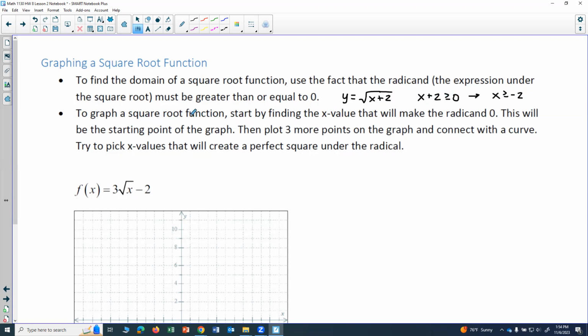To graph a square root function, start by finding the x value that will make the radicand 0. So whatever expression is underneath your square root, set it equal to 0, and that will be the starting point of your graph. Then you want to plot 3 more points on the graph and connect them with a curve. Try to pick x values that will create a perfect square underneath the radical, because then you'll get nice whole numbers to graph.